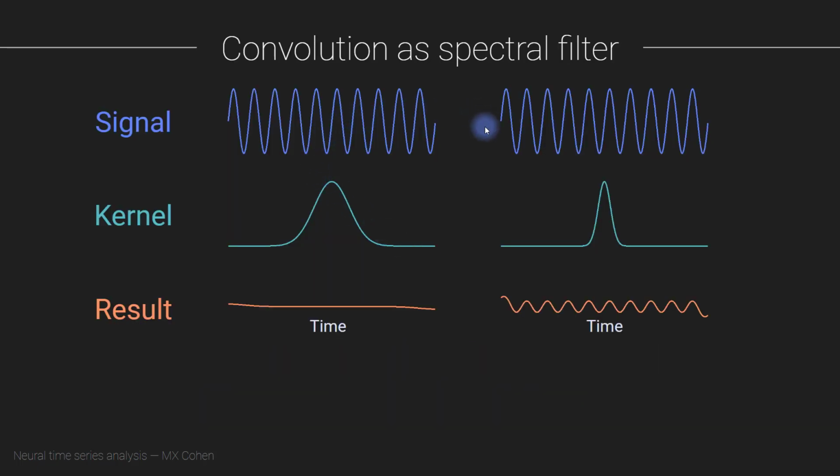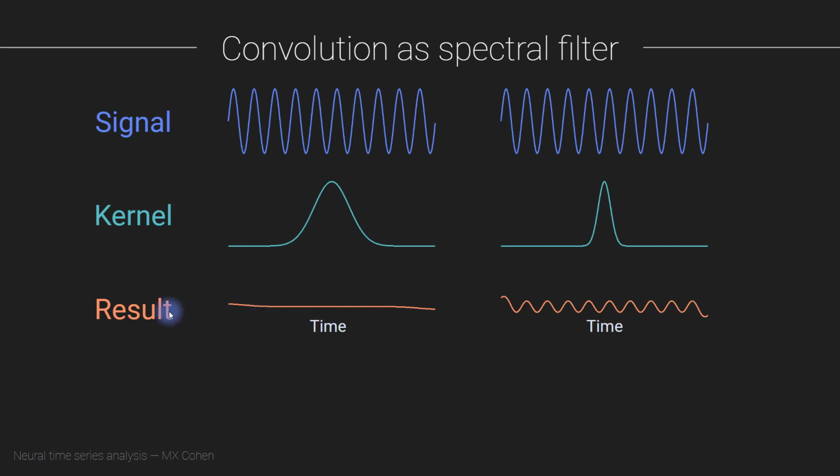Okay, so what we have here is one signal, I'm just repeating it. It's a sine wave at some frequency, a pure sine wave. These 2 signals are exactly the same. And here we have 2 different kernels. They're both Gaussian. They only differ in their widths. So this Gaussian is a bit wider, this Gaussian is a bit narrower.